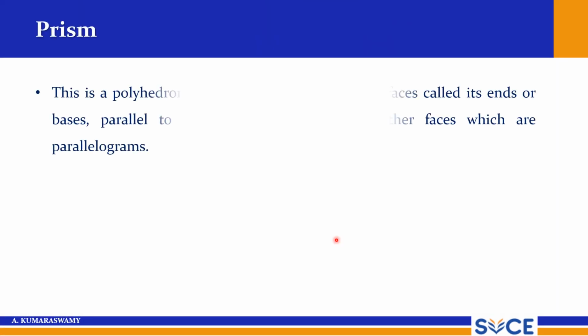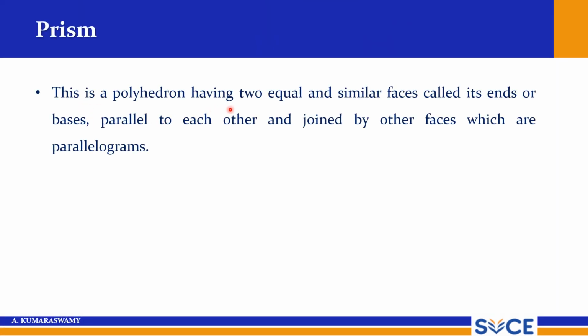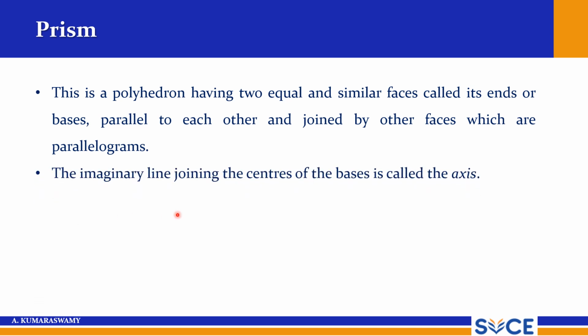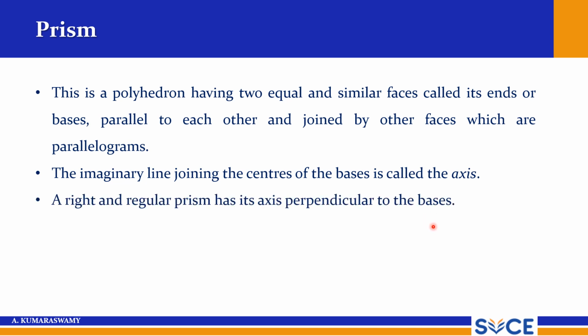A prism is a polyhedron having two equal and similar faces, called its ends or bases, parallel to each other and joined by other faces, which are parallelograms. So it is composed of parallelograms, and the imaginary line joining the centers of the bases is called the axis. This axis line will obviously pass through the center of gravity of that particular prism or solid.